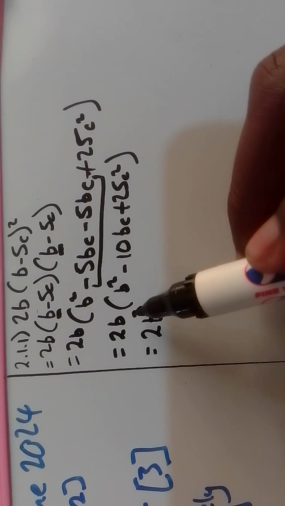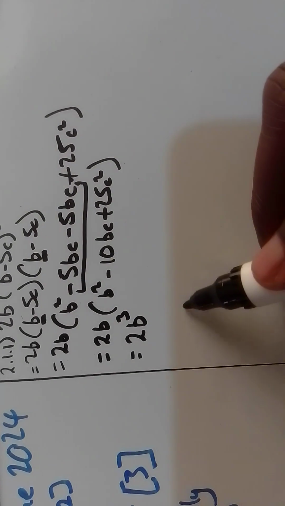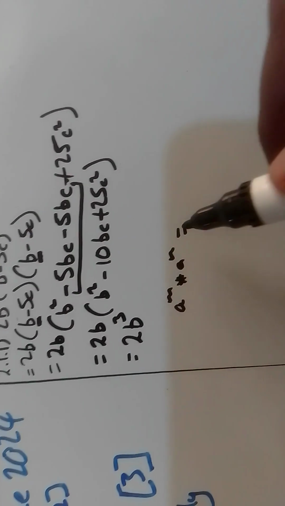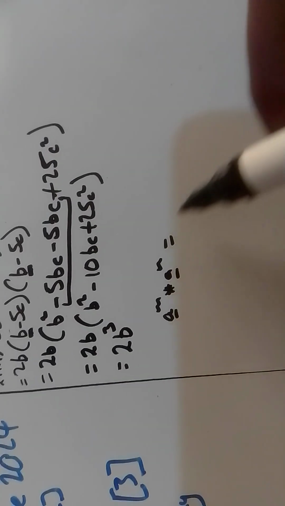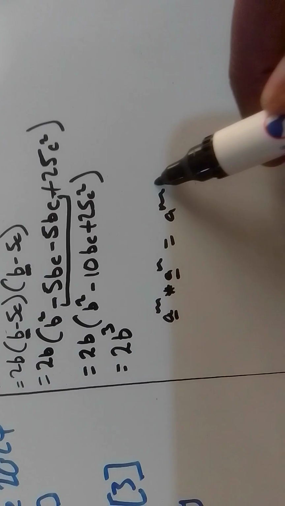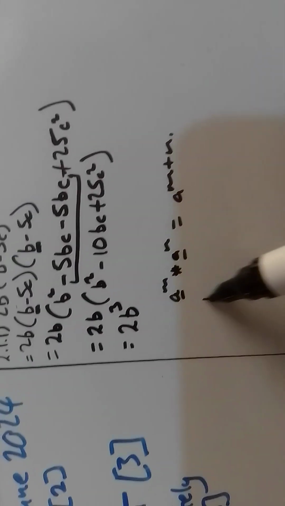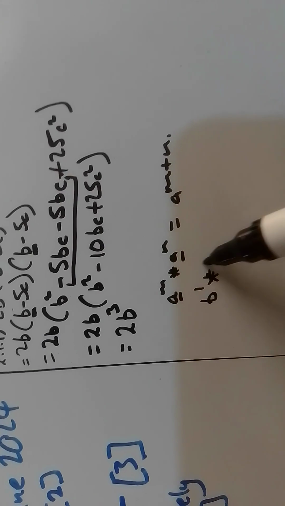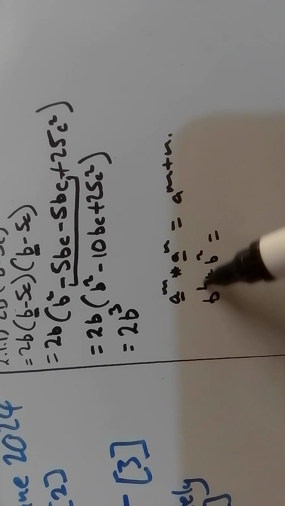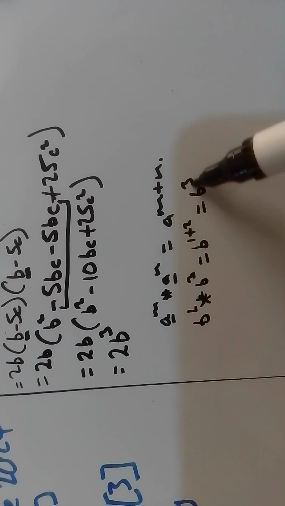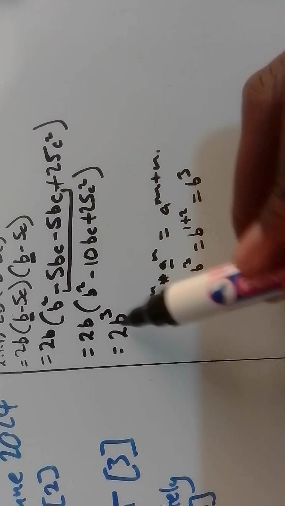Why did I say 2b cubed? Because your law number 1 says that when you've got a to the power m multiplied by a to the power n, the bases are identical, you must add the exponents, which is now a to the power m plus n. So in this instance, because here I've got b to the power 1 multiplied by b to the power 2, now I add the exponent, so basically it's b to the power 1 plus 2, which is equal to b to the power 3, right? Alright, so now that's how I got this b to the power 3.